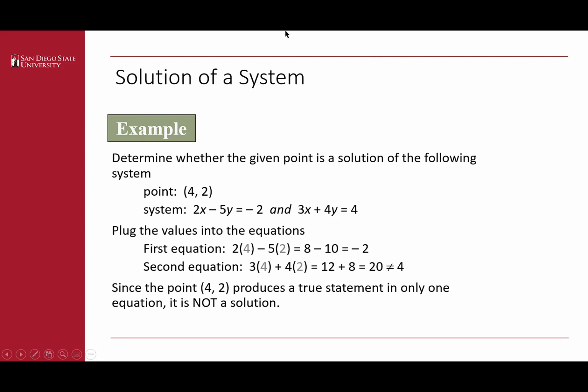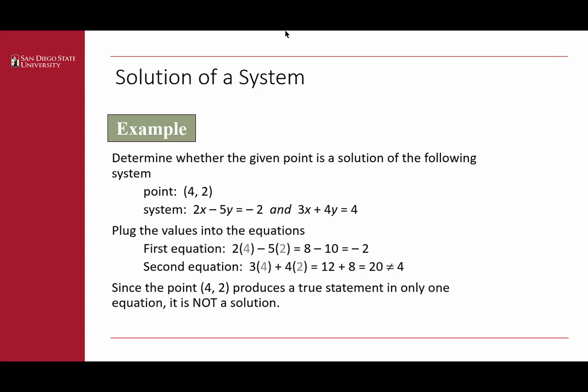Another version of the previous example is: determine whether the given point is a solution of the following system. The point is this time (4, 2), 4 for x and 2 for y. Then the system consists of again two equations. The first one is 2x - 5y = -2, and 3x + 4y = 4, and this is the second one.